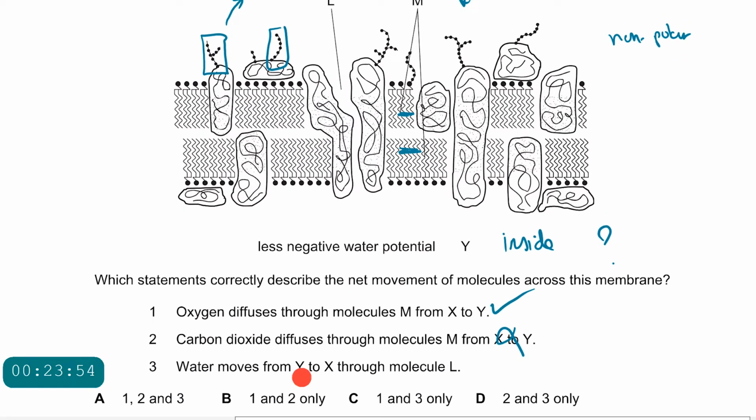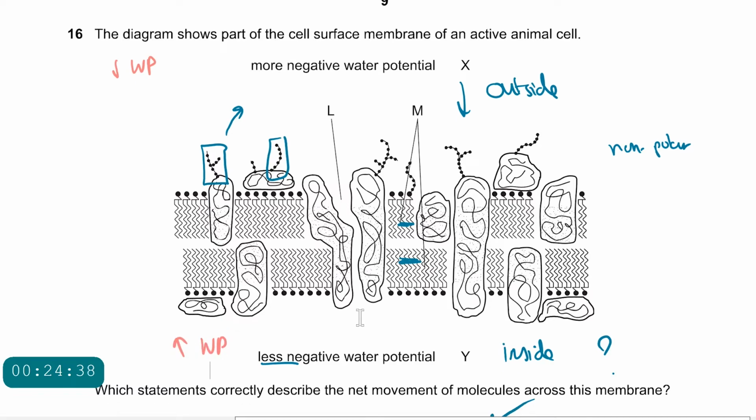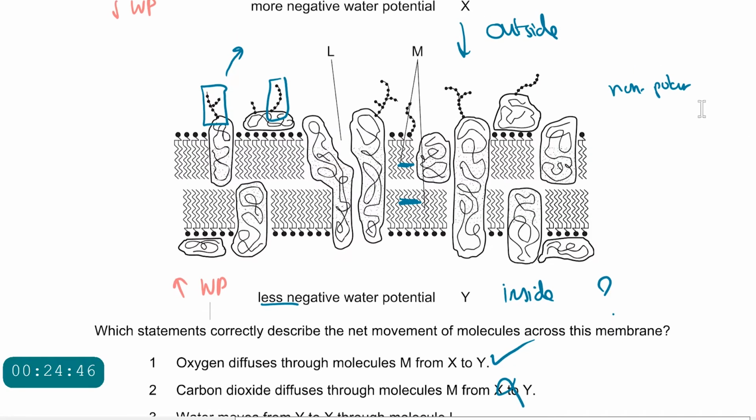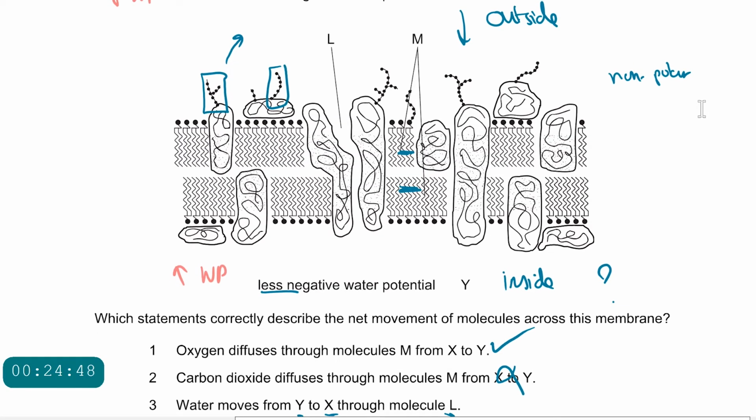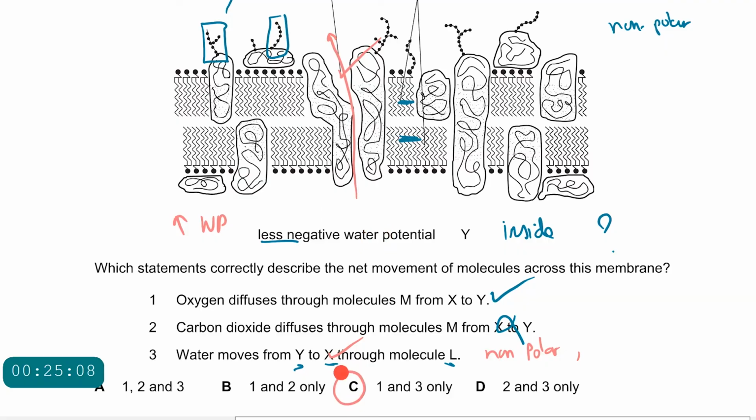Water moves from Y to X through molecule L. To start with, a more negative water potential means a lower water potential, and a less negative water potential means a higher water potential. Water moves from higher water potential to lower water potential by osmosis, from Y to X. This is correct. Through molecule L, it requires a hydrophilic carrier protein to enter the cell. Therefore, the answer is going to be C.